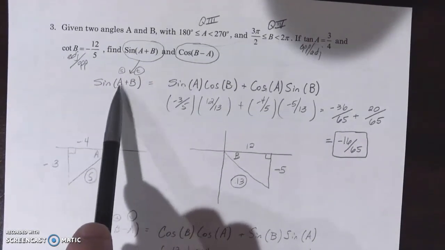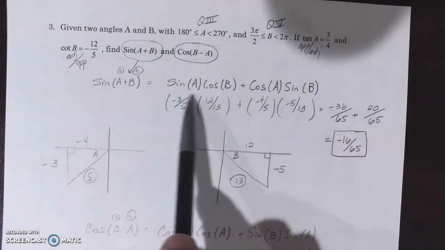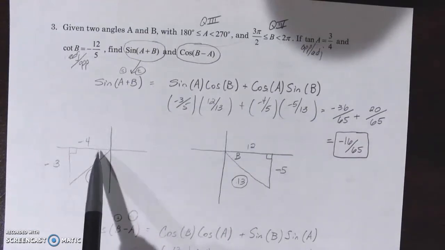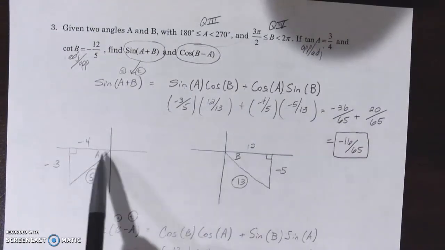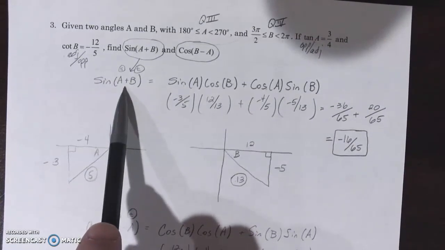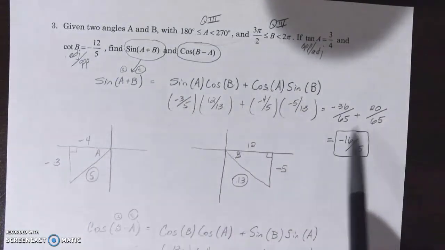I don't know what A is or B is, so I certainly don't know what A plus B is. But when I use the identity and create our reference triangles, you'll notice it doesn't matter that we don't know the degree or radian measure of A, B, or angle A plus B, because we know each trig function that we need. Do a little math, we're good.